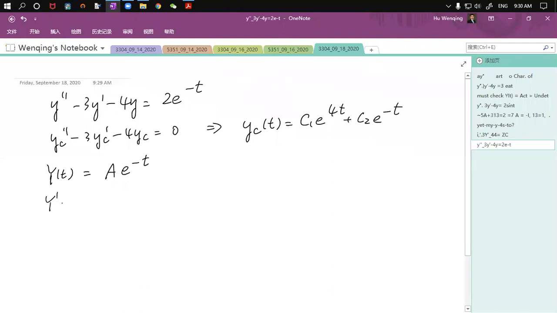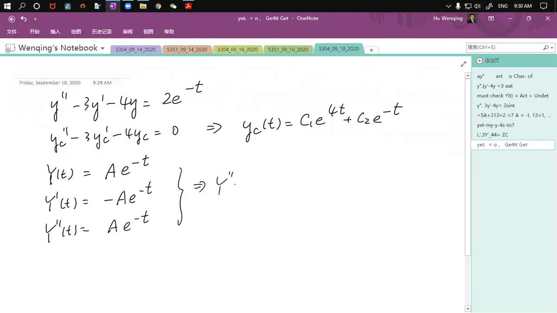Now you want to set y prime of t. So y prime is equal to minus a e power minus t. y double prime of t is equal to a times e power minus t. You combine them, that's going to give you y double prime minus 3y prime minus 4y, which is equal to what? Well, it's a, minus 3 times y prime is minus 3 times a, and then plus minus 4 times a. The whole thing here is multiplied by e power minus t.